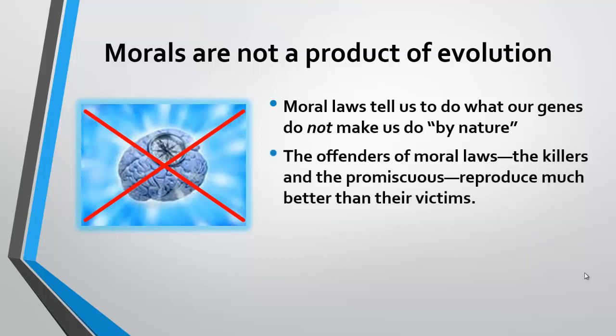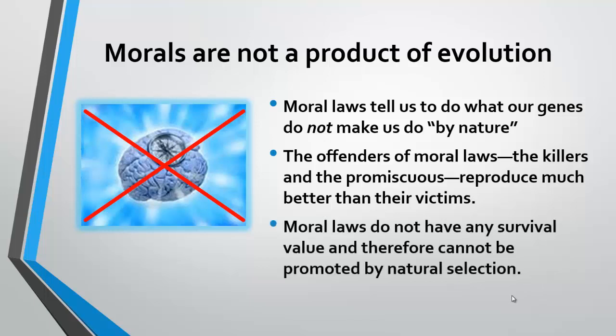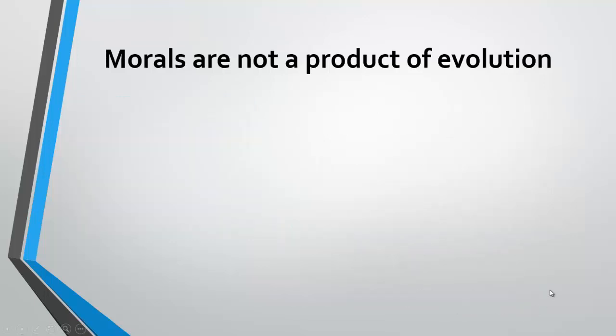And besides, the offenders of moral laws reproduce much better than their victims. Whether they are killers or promiscuous people, they would do much better. So it is not a product of evolution or natural selection. They don't have any survival value and cannot be promoted by natural selection. We are not moral by nature. They are not a product of evolution.